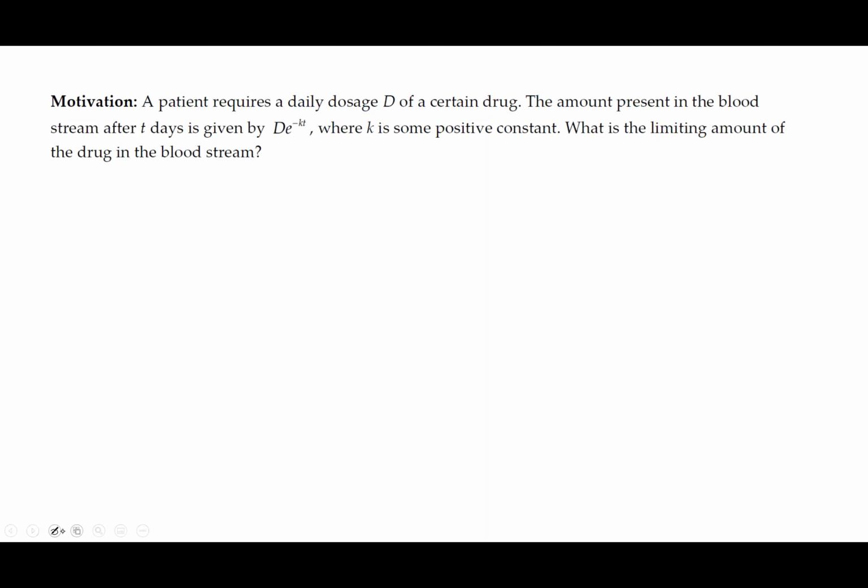Okay, so we're talking about series. And I want to start with this motivation. We'll come back to it, but let's suppose that a patient requires a daily dosage of a certain drug. The amount present in the bloodstream after t days is given by De^(-kt), where k is some positive constant. What is the limiting amount of the drug in the bloodstream?